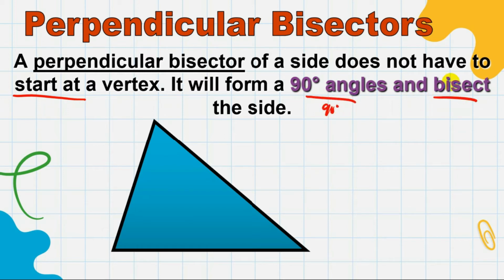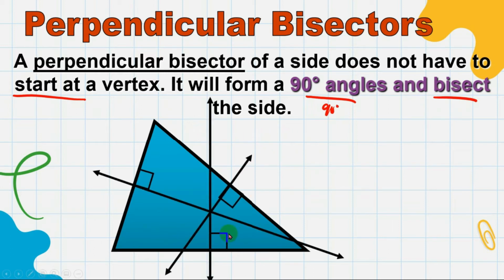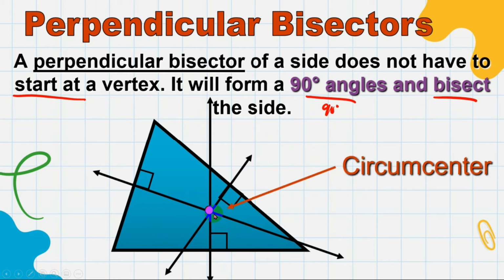So, kaya po may word din dyan na bisect, kasi nga nahahati niya into two congruent portions yung side. Okay? So, 90-degree angles yung mafu-form kapag meron tayong perpendicular bisectors. So, here also, meron din tayong tawag dun sa point of intersection. At ang tawag natin dun ay ang circumcenter. So, bakit nga ba siya tinawag na circumcenter?